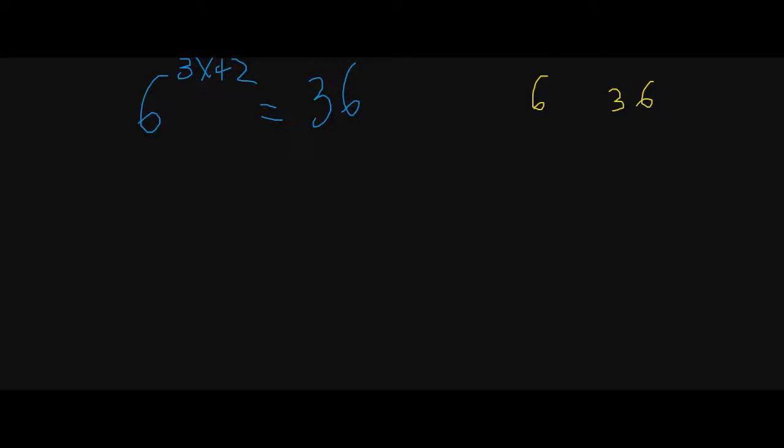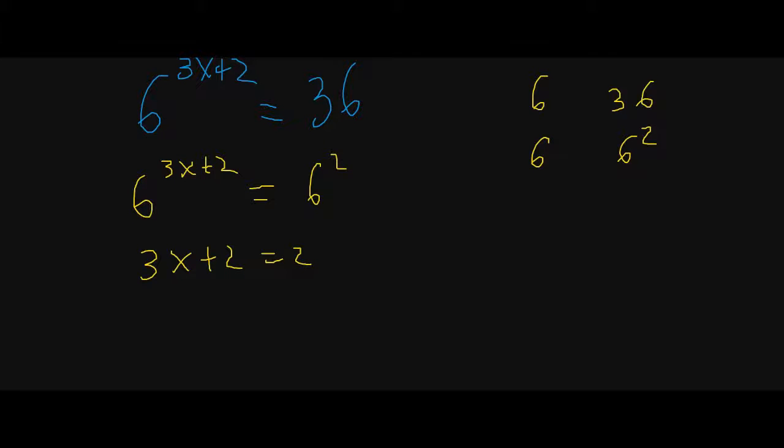Well, I can rewrite 36 as 6 squared, right? So I could change this problem as 6 to the 3x plus 2 is equal to, I can write this as 6 squared. All right, now I can set these exponents equal to each other, and I can solve for what number, if I plug back in for x, I should get 2, right? I'm trying to get these two sides to equal each other, so I set these equal to each other. 3x plus 2 is equal to 2.